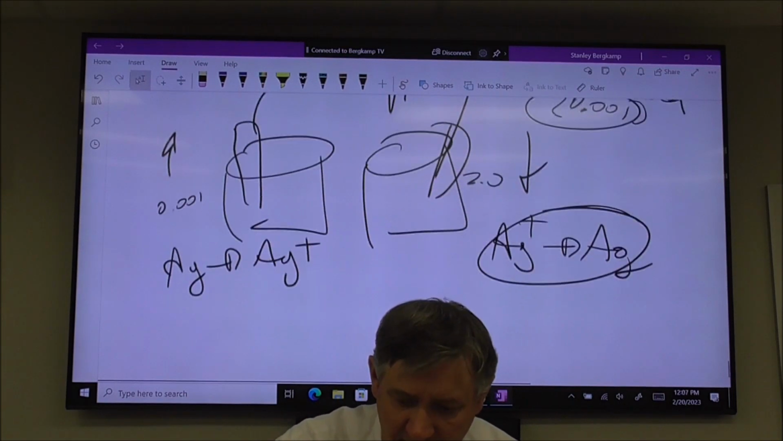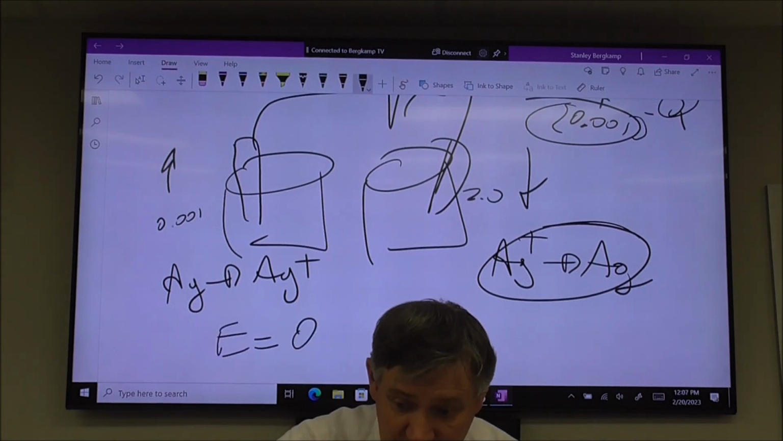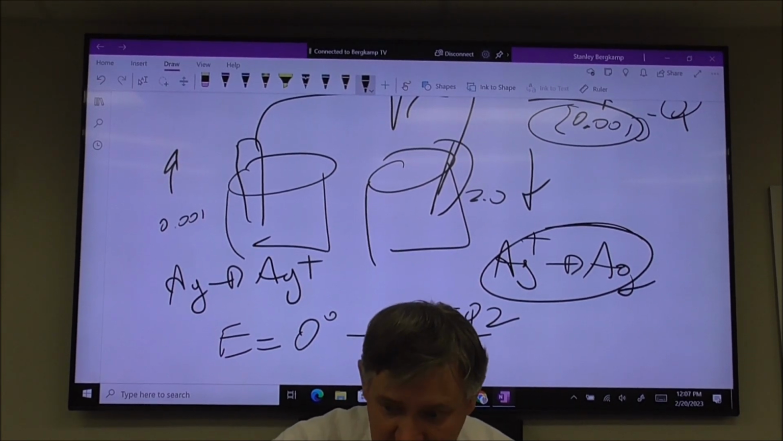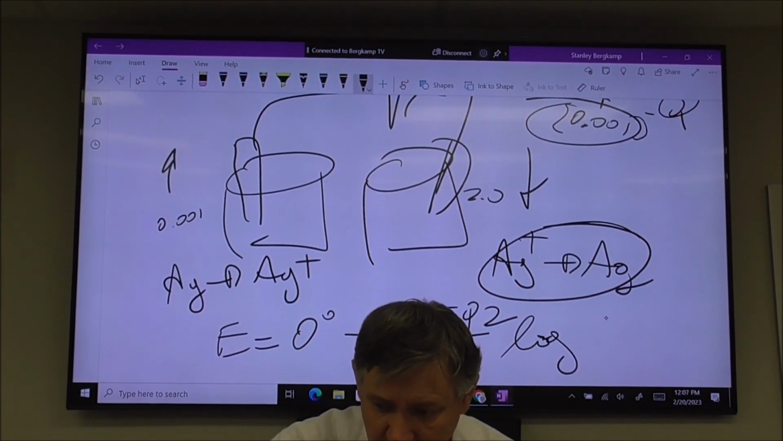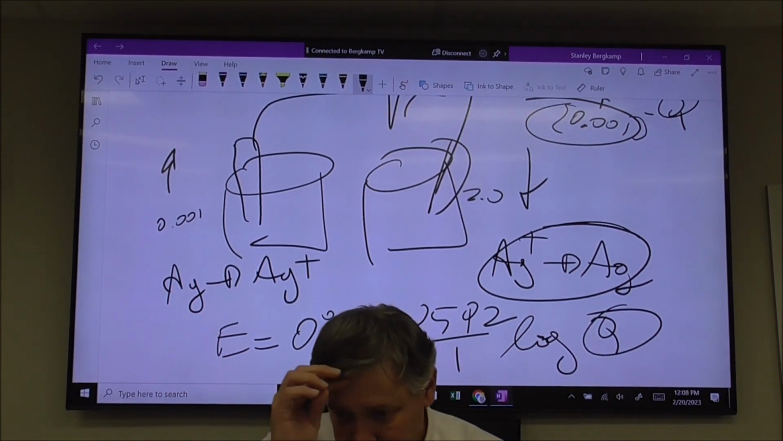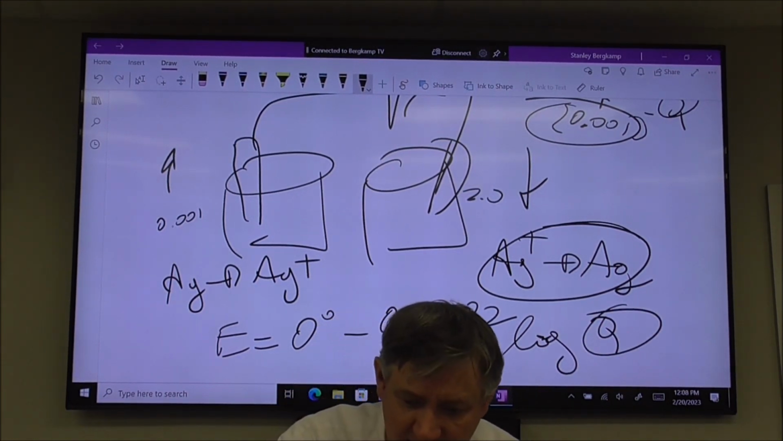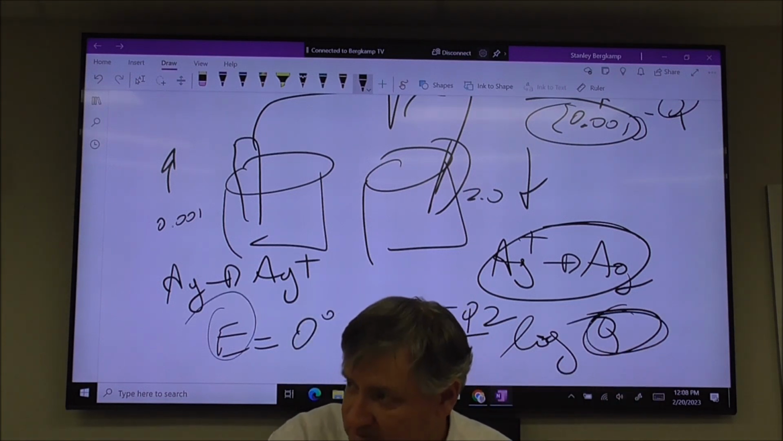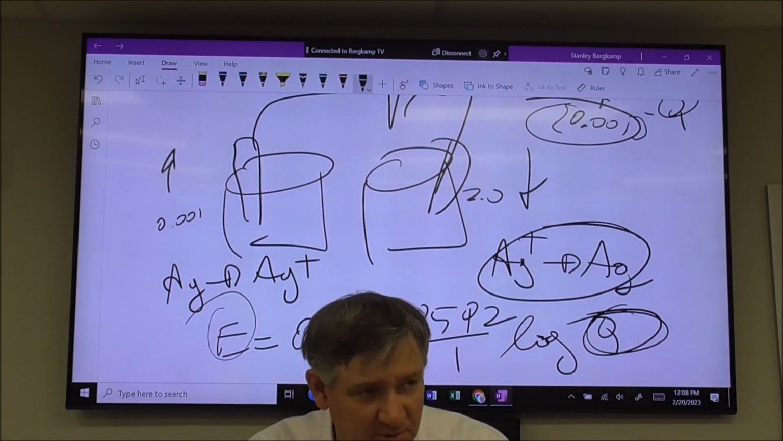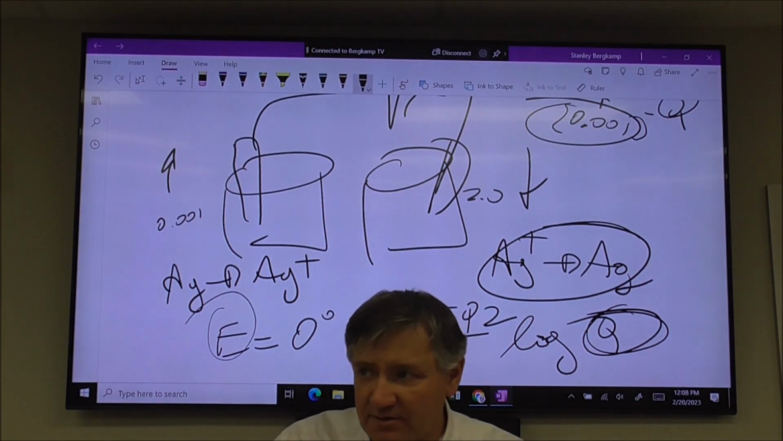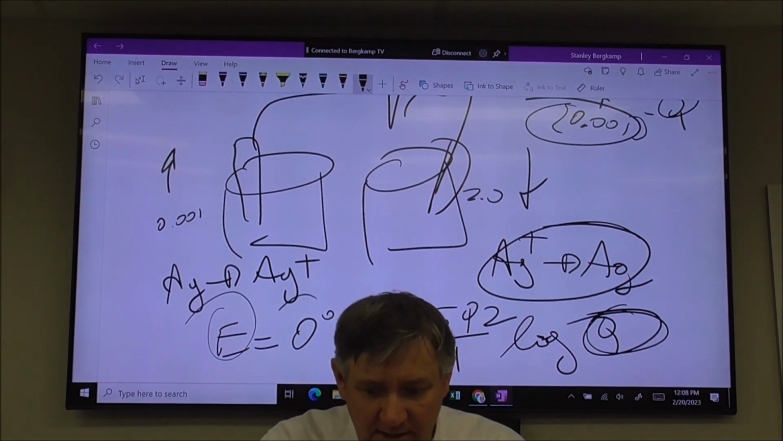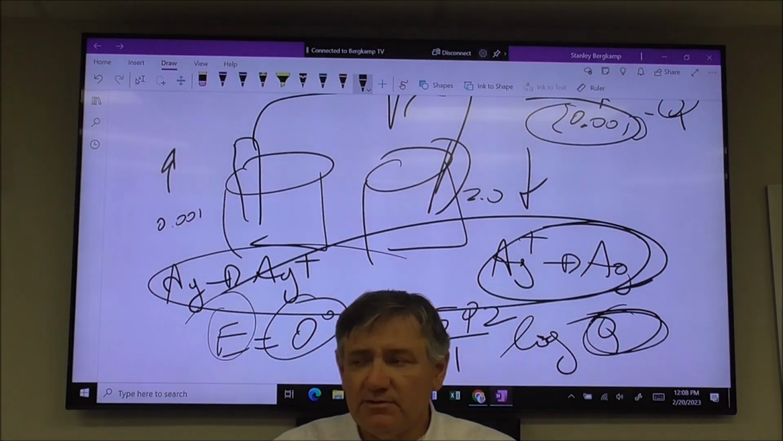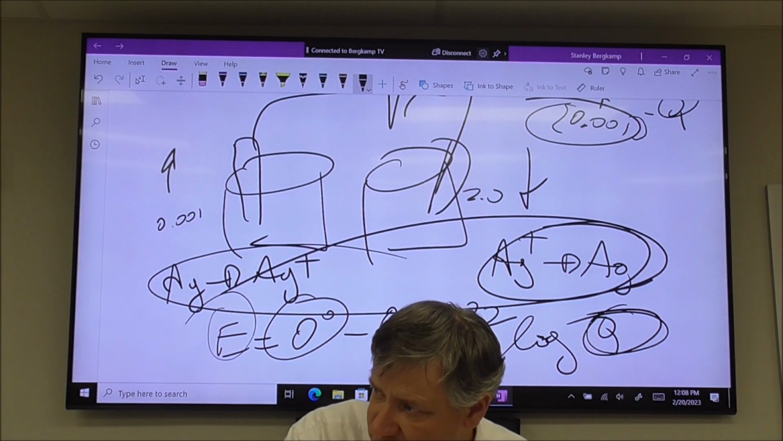When you look at how this is calculated, E equals E naught, which is 0, minus 0.0592 over 1, because it's just Ag plus, times the log of Q, okay? If you're going to change E, the only value you can change is Q. That's it. It's the only thing you can change. You can't change the 0.0592. You can't change your n value as long as it's silver and silver. And E naught is just going to be 0. Oh, okay. So the only way I can change my E value is if I change my silver ion concentration.